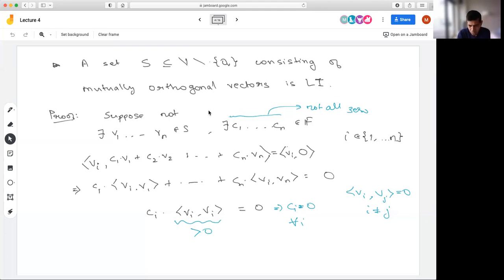Okay, right? This is sort of just following our nose with the definitions of orthogonality and linear independence that we have. Any questions?